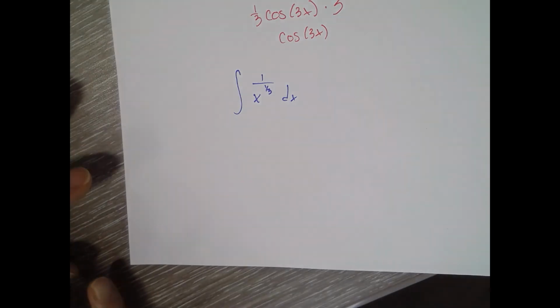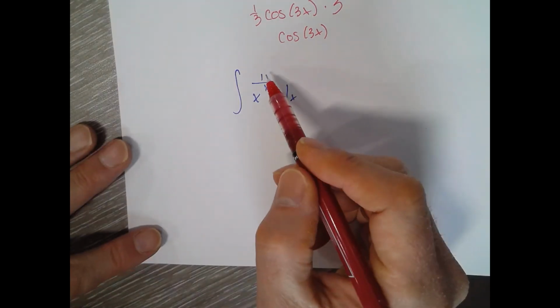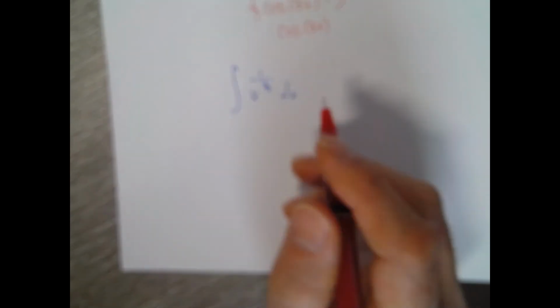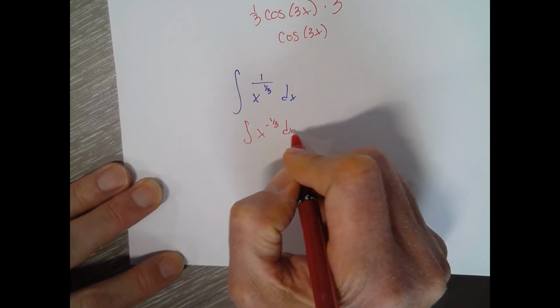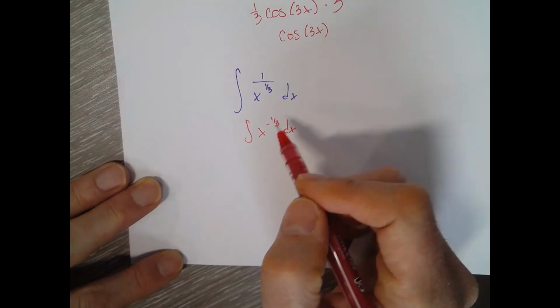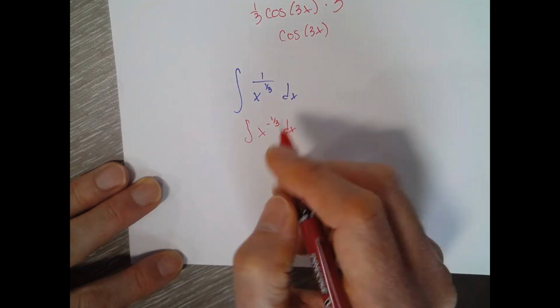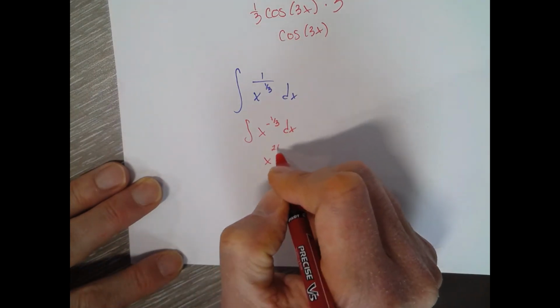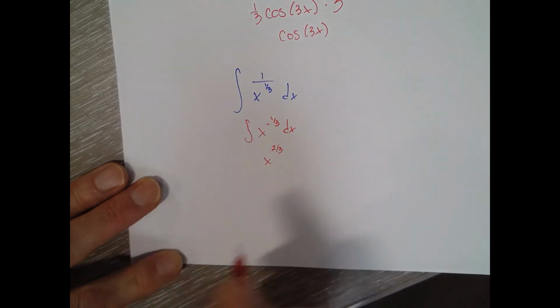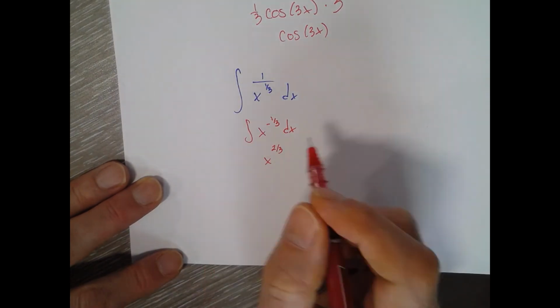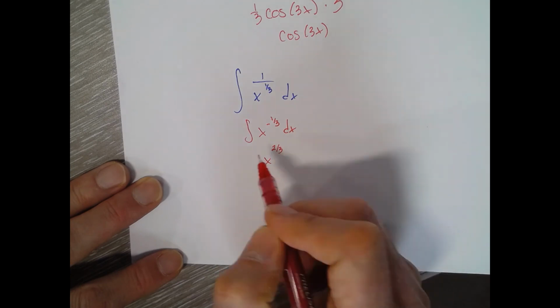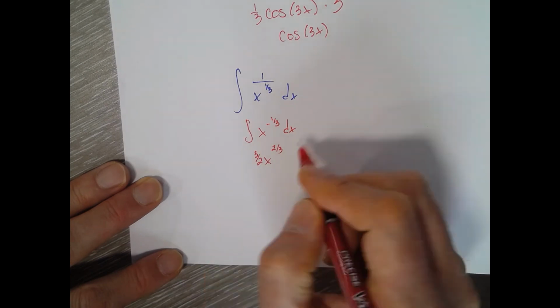Last example, I have the integral of 1 over x^(1/3), so that is the integral of x^(-1/3) dx. So again, using the power rule, I'm going to add 1 to that, so it'll be x^(2/3). And we have to divide by what we end up with for an exponent. So dividing by 2/3 is multiplying by 3/2, plus c.